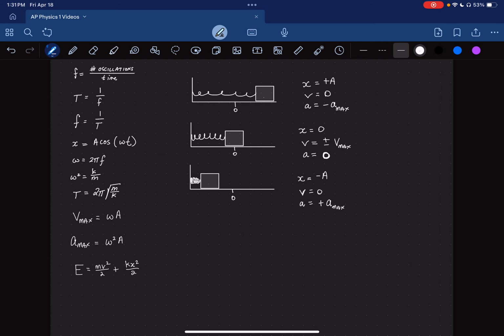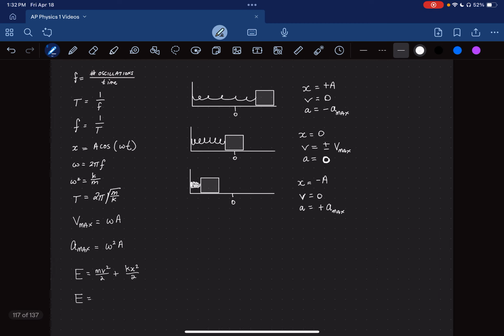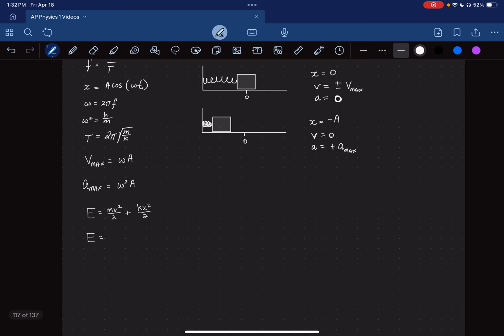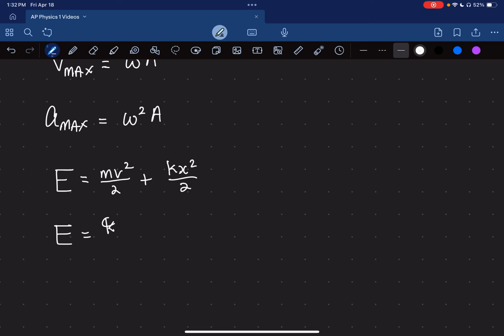When the mass is at the amplitude, its velocity is zero as it comes to a stop momentarily. So at that end, this term mv squared over 2 is zero, and we're just left with kx squared over 2, but x is at A. So another equation we can use for the mechanical energy is kA squared over 2.